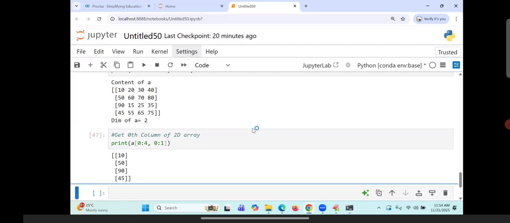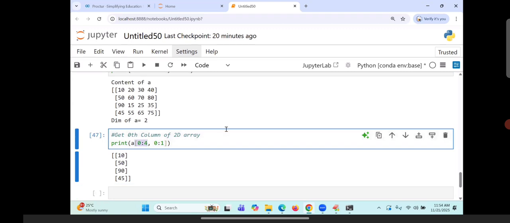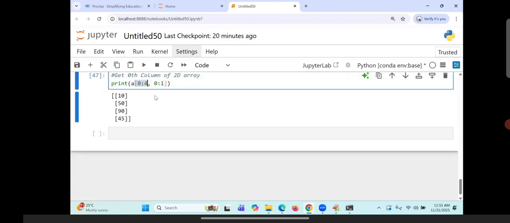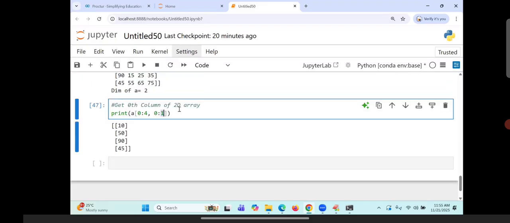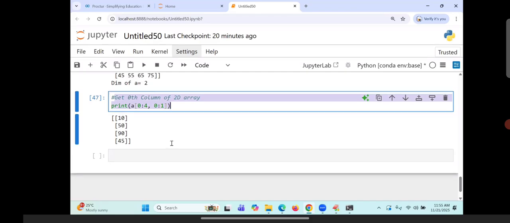Yes. Instead of writing in separate brackets, the first point is: row beginning, row ending, row step. Here, column beginning, column ending, column step. Another way I want. Get the 0th column in another way.